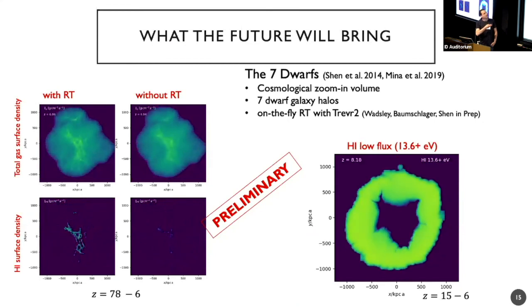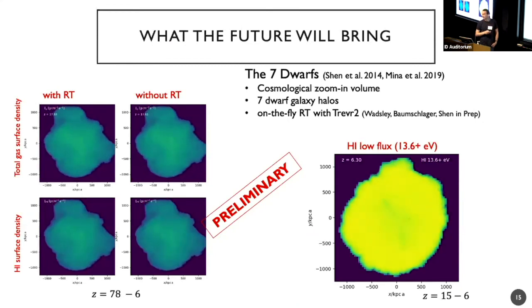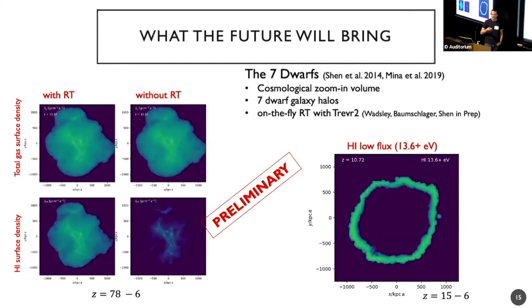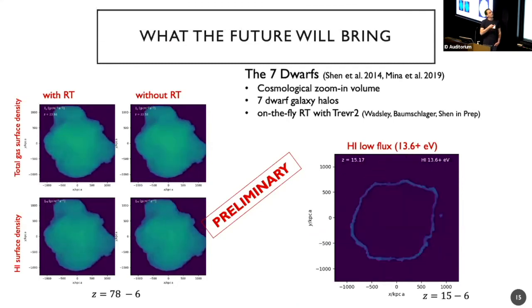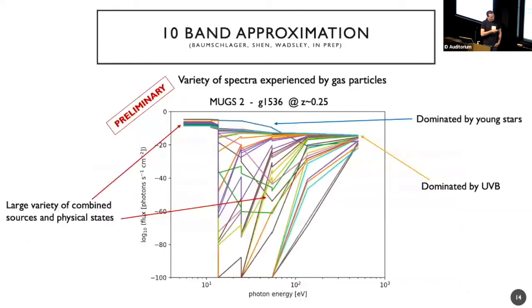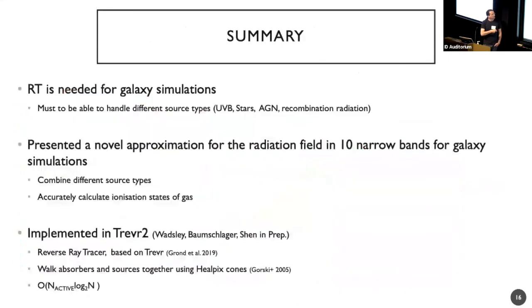All of this is, of course, done on the new RT master Trevor 2, which is a successor of Trevor 1. A very cool code based on Trevor 1. As I said, it works with receivers and sources at the same time, and we get an incredible log n, or log 2n, cost for it, which is absolutely amazing.